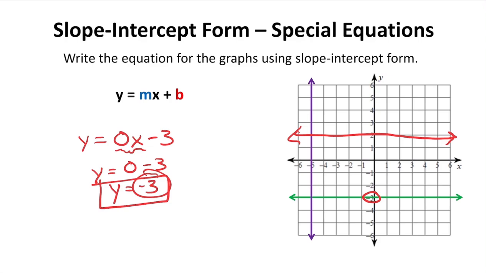Vertical lines are a little trickier. They are written as x equals, and then you do whatever this number is. That line right there is x equals -5. X equals 2 would be right here. Vertical line right there. Okay? And that's all you do for those.